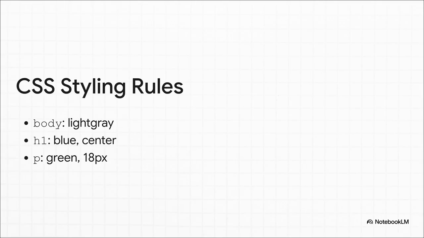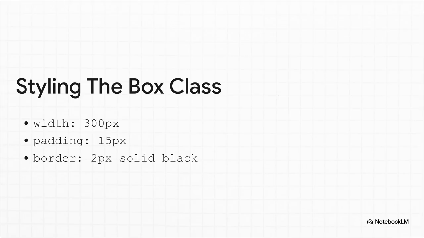So efficient. Next up, we style that specific box class we assigned earlier to our div. We're restricting the width to 300 pixels, adding 15 pixels of internal padding, and throwing on a 2-pixel solid black border. Setting that background to a crisp white guarantees this specific container is going to visually pop right off that global light gray body background.